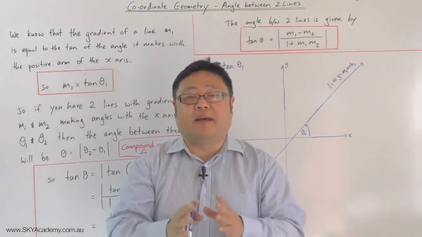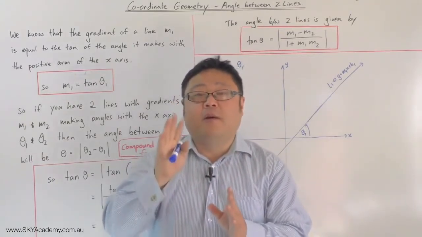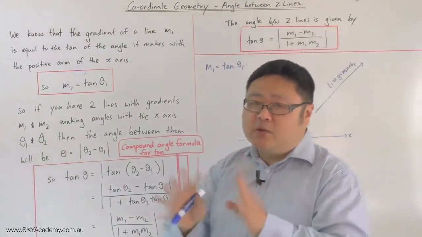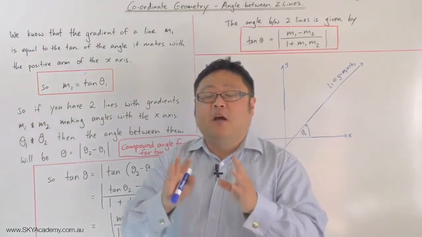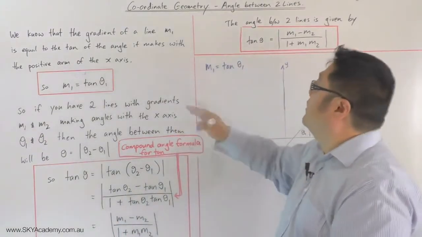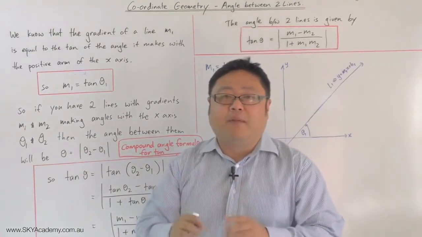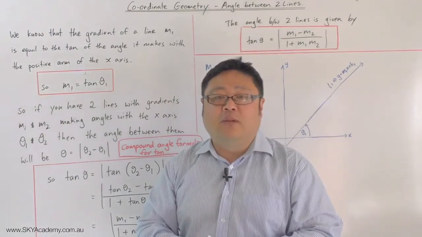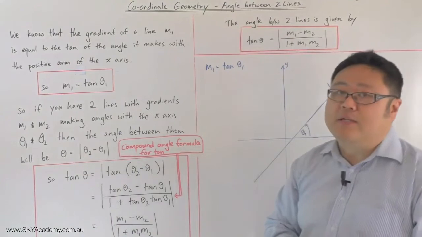I'm really excited about that, and in the Extension 1 course, I'm going to start off by looking at coordinate geometry. It's a good place to start. In particular, I'm going to start off by looking at angles between two lines. There are a couple of things that we're going to look at in the extension course in relation to coordinate geometry, but the first one I want to look at is the angle between two lines.